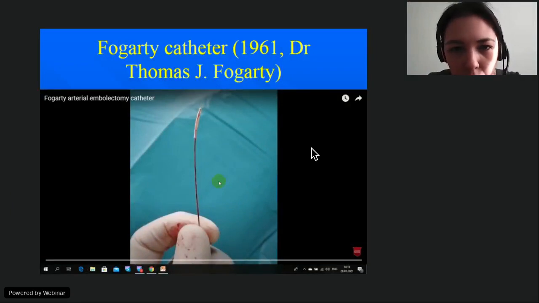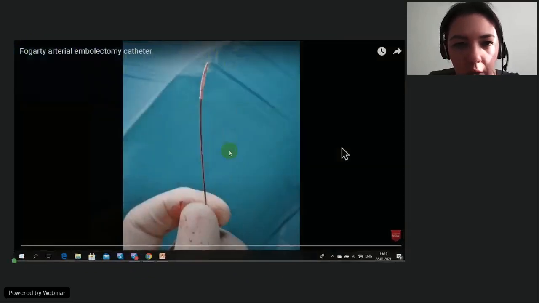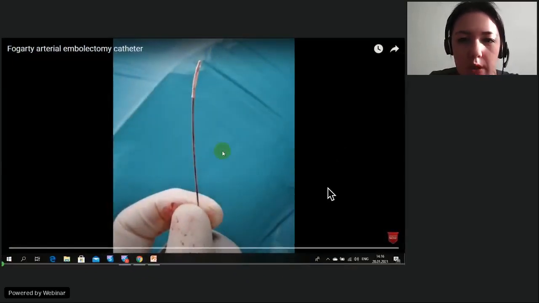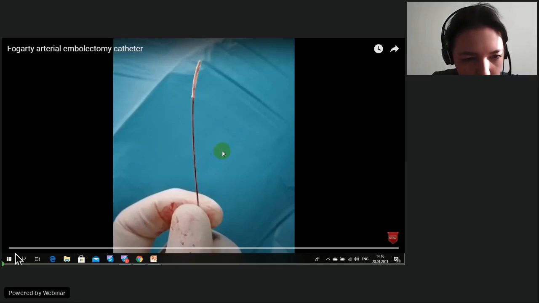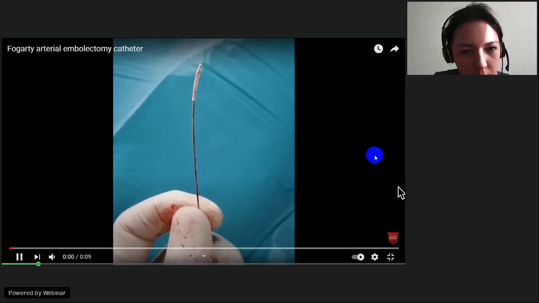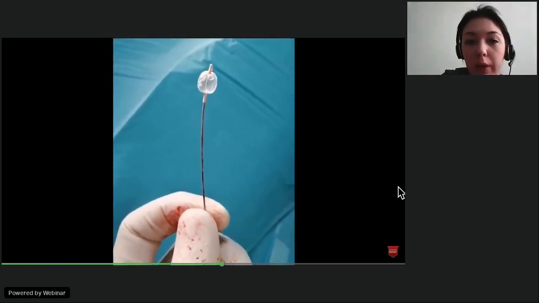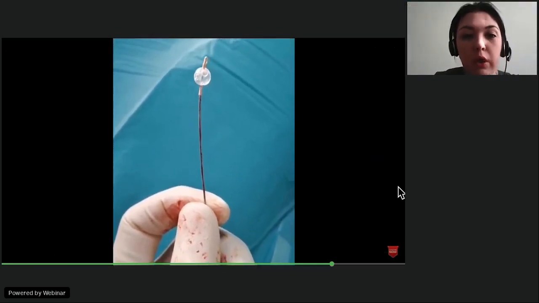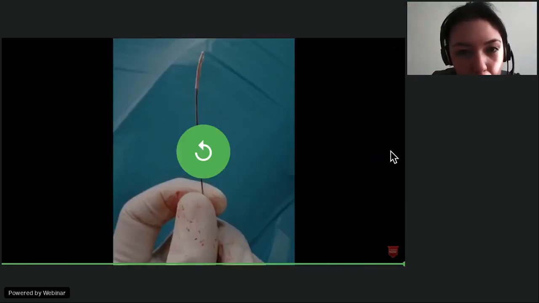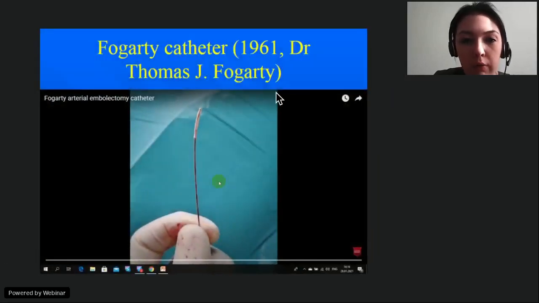Okay, now I will show you this. The Fogarty catheter was invented in 1961 by Dr. Thomas Fogarty. A very simple device, and it's widely used. So you see, it inflates at the end, and then we pull it back, and the clot also leaves. Yes. And when we pass through the vessel, through the clot, we certainly do not inflate it first. Okay.